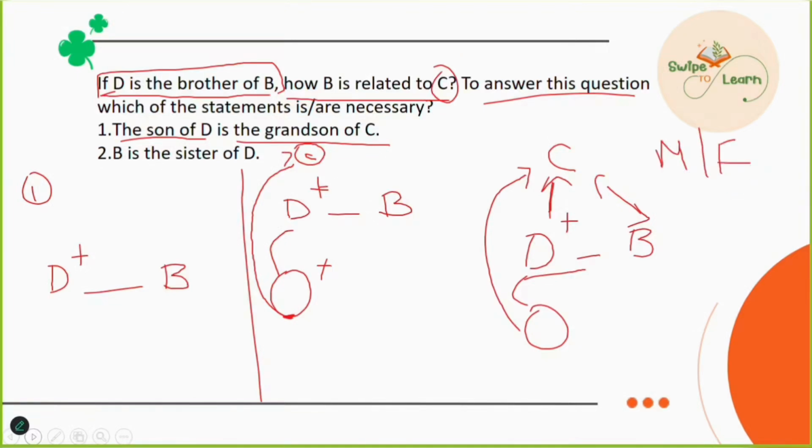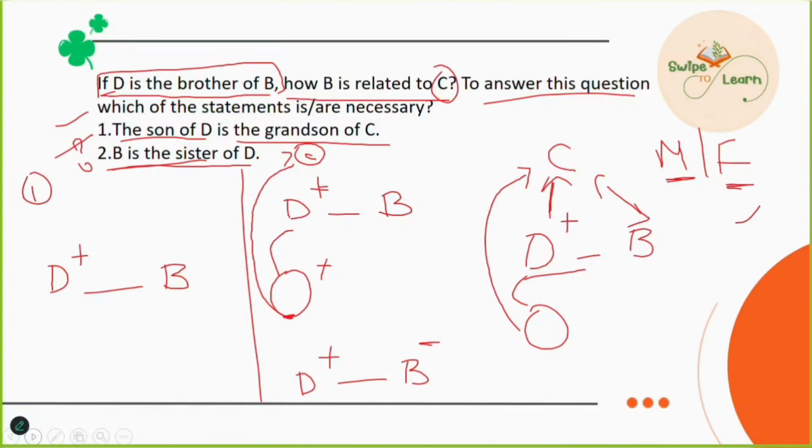Okay, the next option, B is a sister of D. This is okay, but we can't directly say the relation between B and C because we don't know the gender, whether the answer is mother or the father. Now, considering the second option, B is a sister of D. D is a brother and B is a sister. Now, is there any relation about C here? No. So, from the first statement, we don't know the answer, and from the second statement, we don't know the answer.